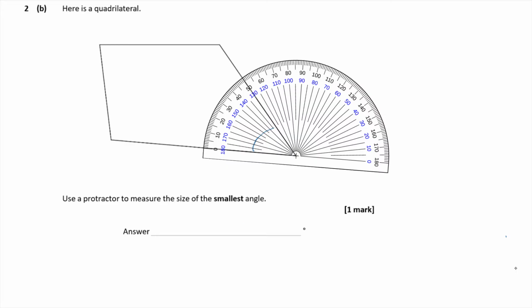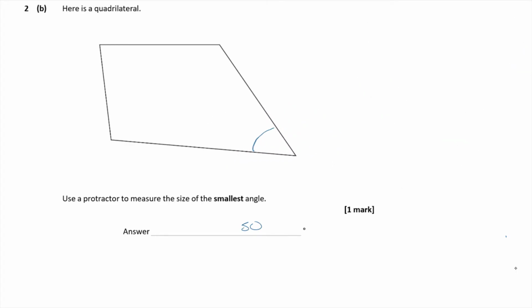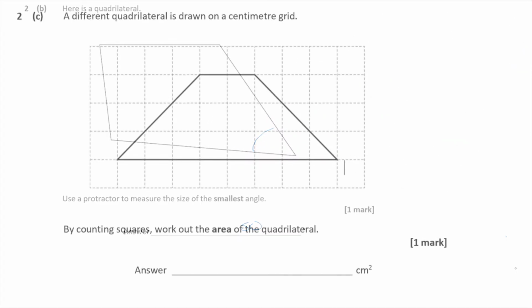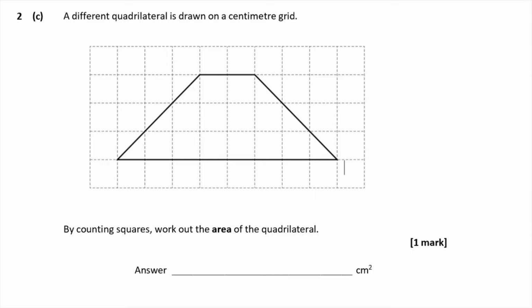You should probably be able to get like 1 degree either side of that. Okay, so I'm going to go for 50. Part C says a different quadrilateral is shown on the centimetre grid. Look, we've got a nice trapezium drawn here. By counting squares, work out the area of the quadrilateral.